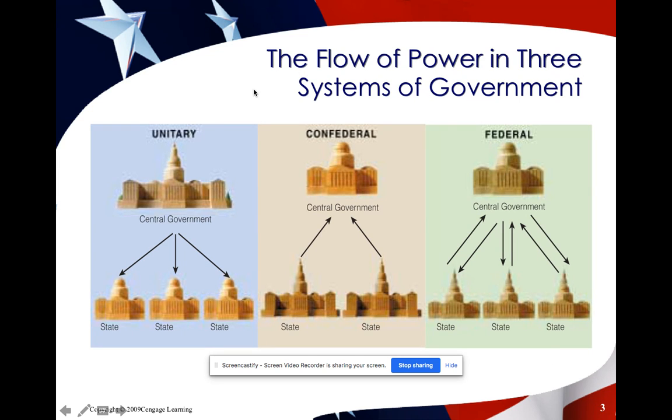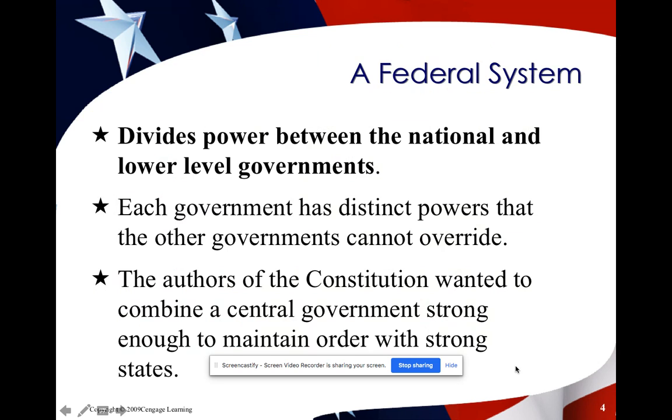So there's basically three forms of government systems around the world. You have a unitary government where power comes from the central government and trickles down to the state government. So the central government is holding most of the power in that system. A confederal government is where the state governments cede power to the central government. And we have a federal system of government where you see that powers are shared between the state and central or national government. So once again, a federal system is where these powers are divided.